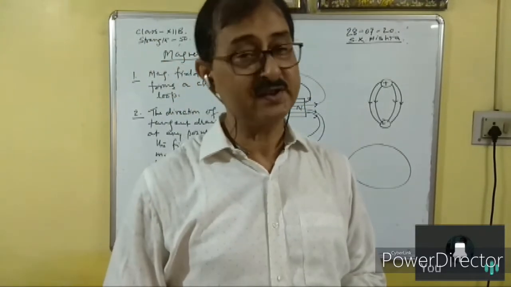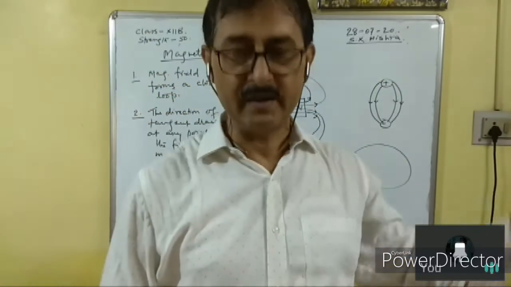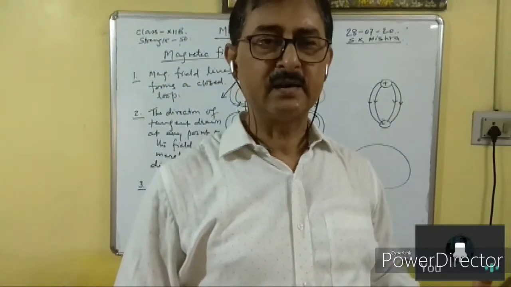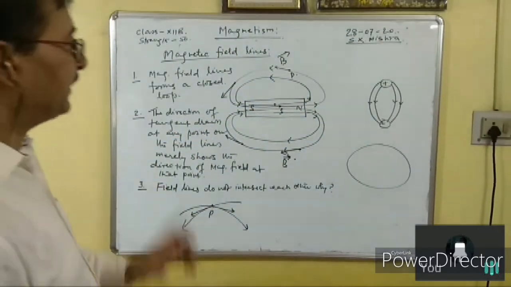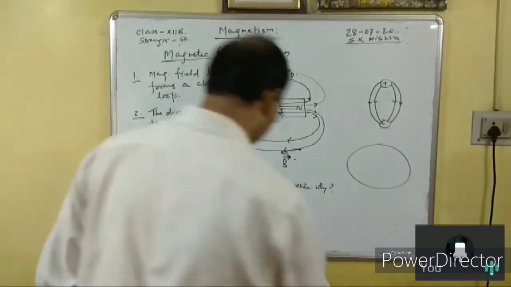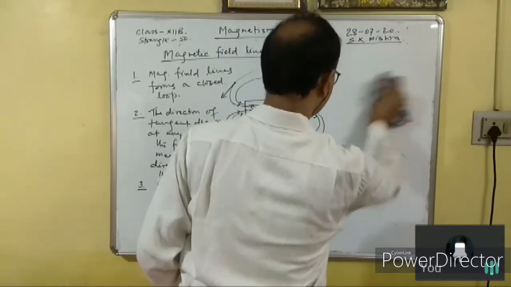Why? You can write the answer yourself. You have to prove it by assuming a contradiction. If they intersect, then from the point of intersection, one can draw 2 tangents along 2 different curves.